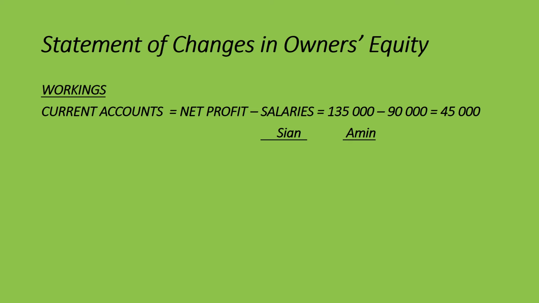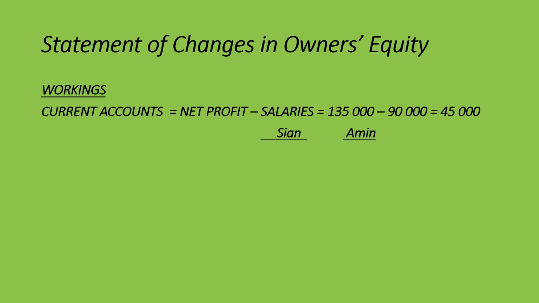The statement of changes in owner's equity. First, you have to do the workings for the current account, and that would be equal to the net profit from the income statement minus the salaries. And we have 135,000 minus 90,000 in salaries gives us 45,000 to share in the ratio of 3 to 2.